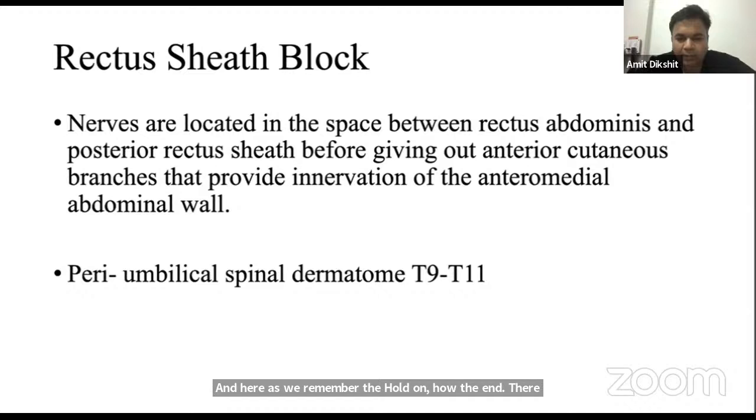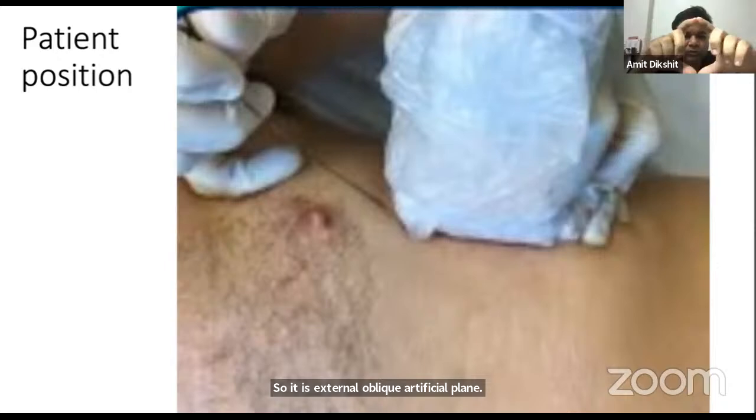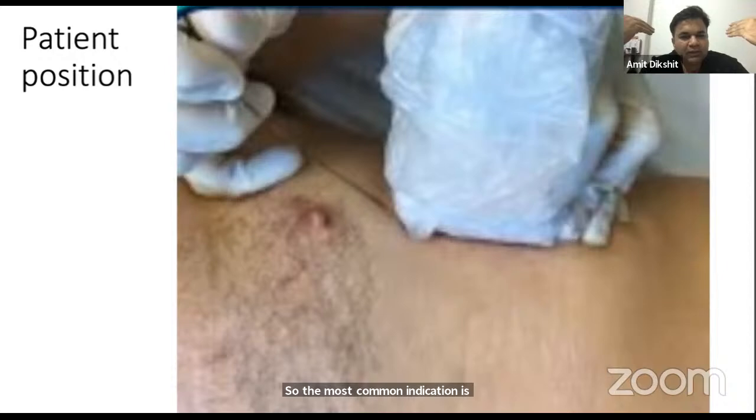Now there is this new block which is being discussed these days, and technically it is similar to a SAP block in how we do it. It is the external oblique intercostal plane block. Here, it will cover T6 to T8. The most common indication is open cholecystectomy. The limitation is it has no visceral component of pain relief, so it is only a somatic block.